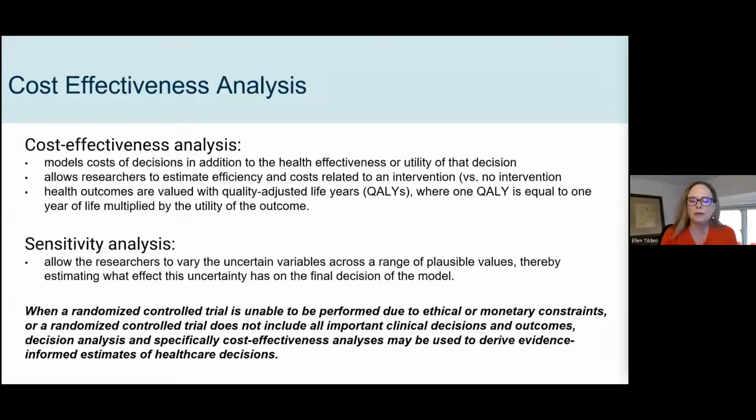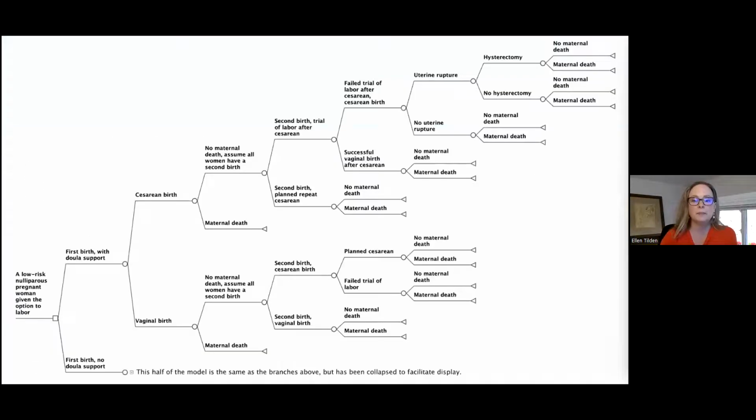And several steps are required to then estimate the cost consequences of each clinical decision point. Finally, we apply quality adjusted life years, which is a way of estimating the strength of a person's preference for each outcome. And because all of these estimates about outcomes, costs, and quality adjusted life years include some uncertainty, we also conducted a series of sensitivity analyses that challenge our initial findings and demonstrate how estimates would change if our input variables change. Next slide, please.